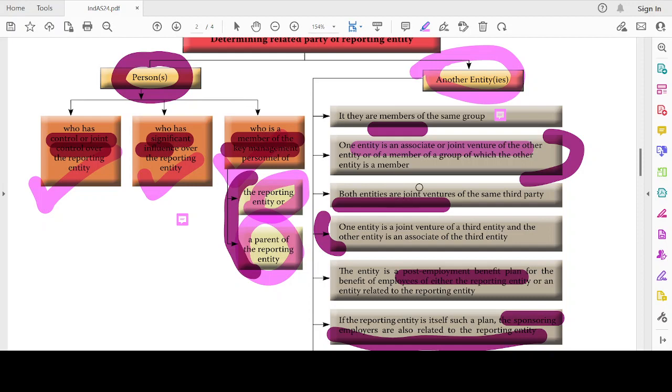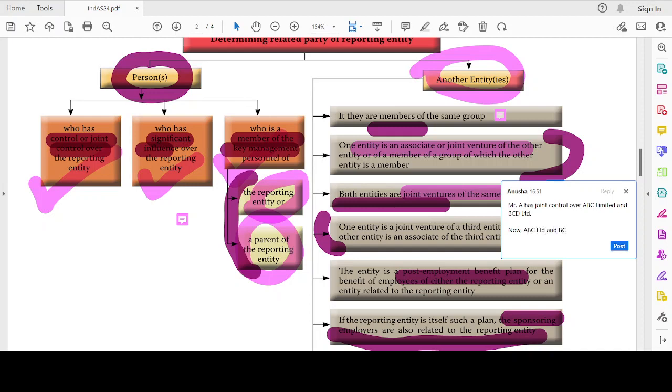Both entities are joint ventures of the same third party. Here, Mr. A has joint control over ABC Limited and BCD Limited. Now, ABC Limited and BCD Limited are two separate joint ventures, right? Now, these two will be termed as related parties.